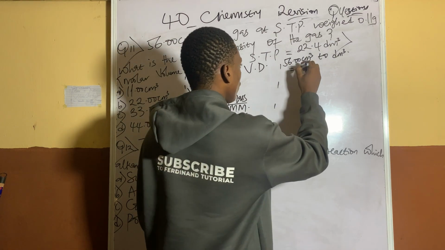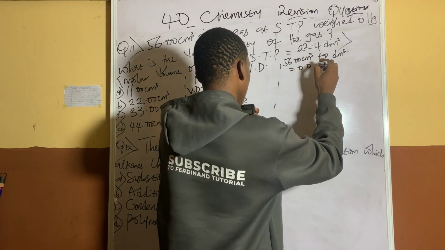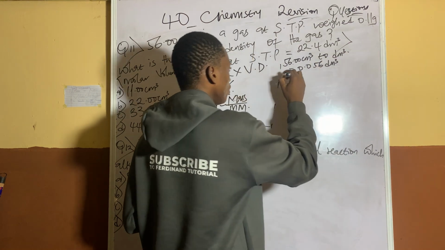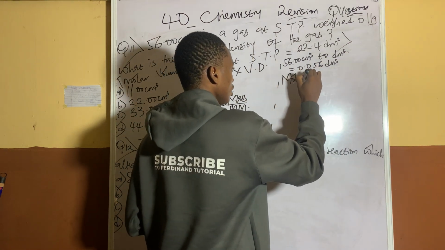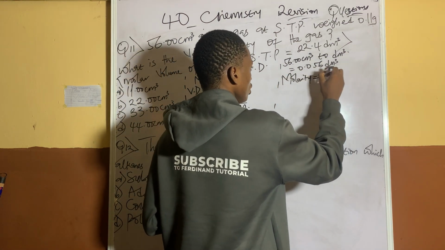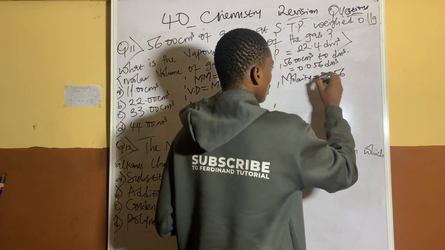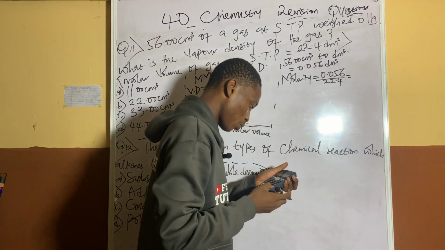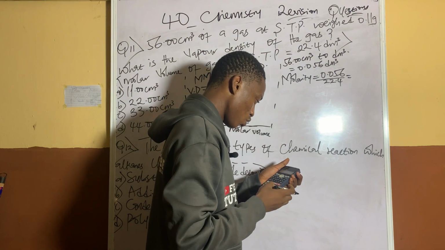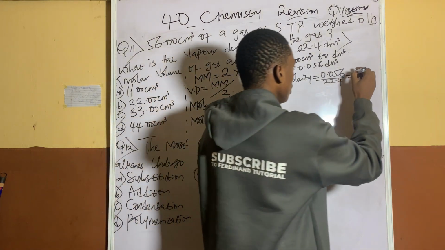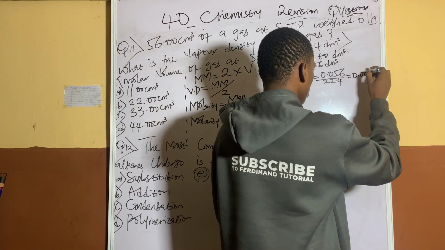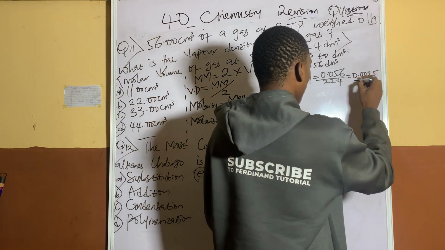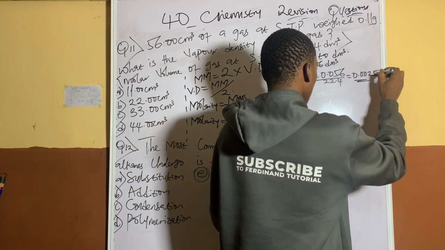I'll have 0.056 dm cube. So I will say molarity is equal to 0.056 all over 22.4 dm cube. So 0.056 over 22.4. What do I have? 0.0025 moles.